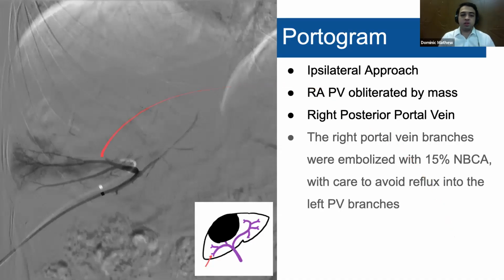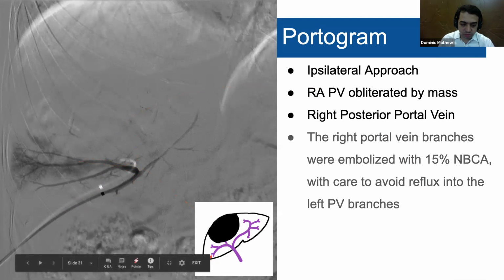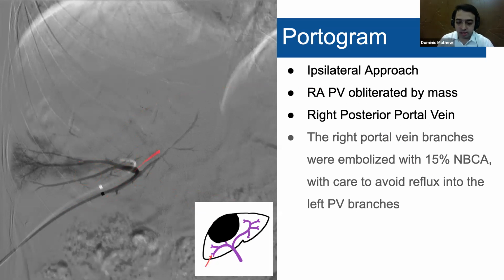Okay, so we took the ipsilateral approach. Here, the right anterior portal vein was actually obliterated by the mass. So the only approach that we had was the right posterior portal vein, which you can see here through the segment 6 in this diagram. So the right portal vein branches were embolized with N-butyl cyanoacrylate with care to avoid reflux into the left portal vein. What you're seeing here is actually a caudate branch.